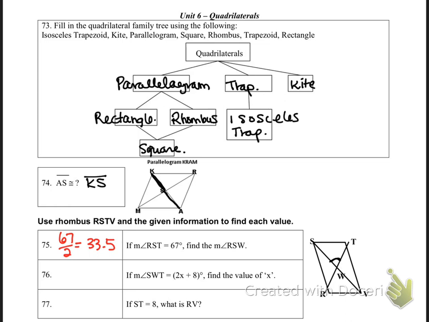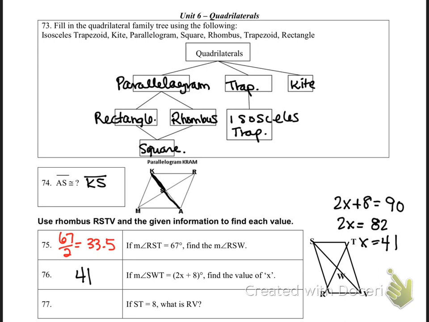Well, in a rhombus, we know that the diagonals are perpendicular bisectors, so that means that RWT has to be 90 degrees, so that's going to mean that 2x plus 8 is equal to 90. So 2x is equal to 82, so x is equal to 41. And they just want us to find the measure of x, so there we are.